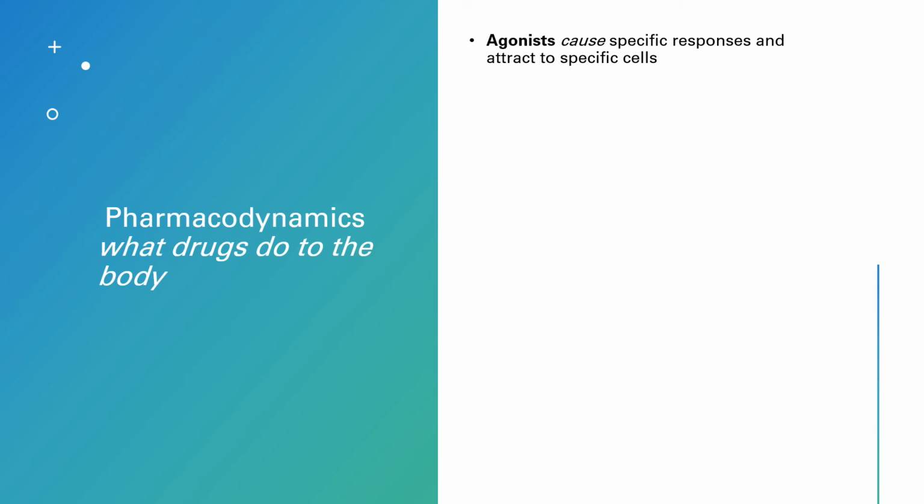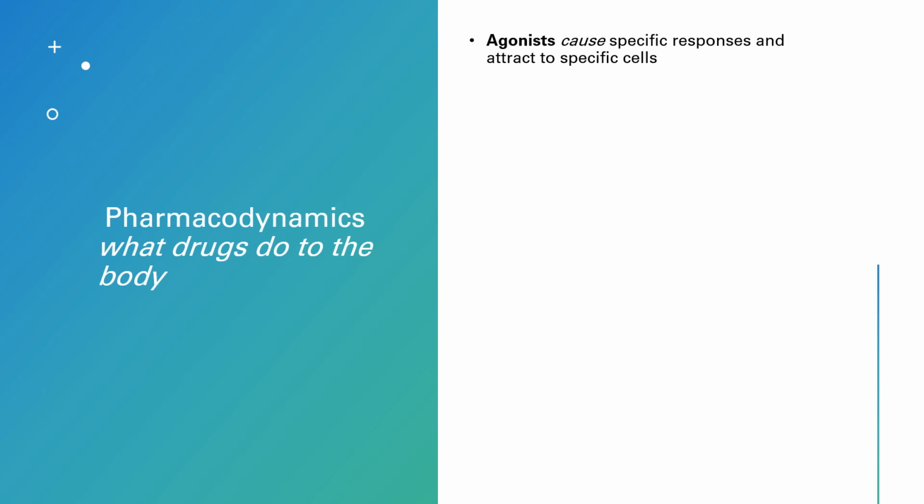So the agonists cause specific responses, and they are attracted to specific cells. This is like a lock and key. They have an affinity for a receptor and they cause a certain response. So this key goes into the lock and it will open the door. So they are very specific.